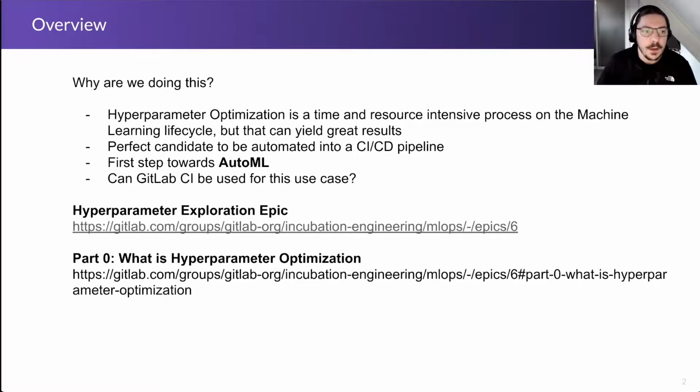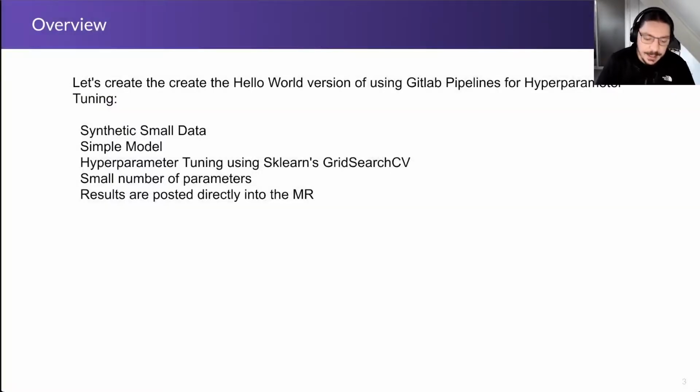So, what are we going to do today? We're going to create kind of the hello world of this. We are building up the foundations of what we're going to work on in the next few parts. So, just the most basic hyperparameter optimization pipeline we can think of. We're going to use synthetic data that is small, a very simple model, and the simplest hyperparameter optimization that we can think of.